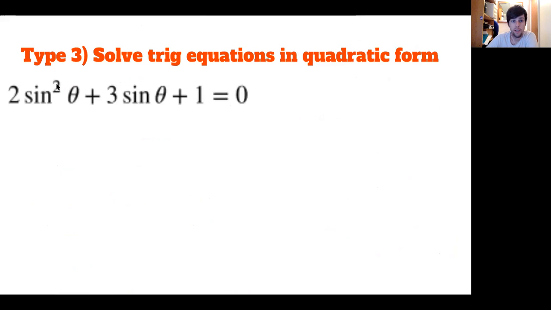Here's another one in quadratic form. Again, it's a very, very similar process to what we just did. Feel free to pause it if you'd like to try this one on your own. You can say let x equal sine theta this time, because we're going to replace sine theta. Anyway, pause it again if you want to try, and I'm going to go through the solution here.